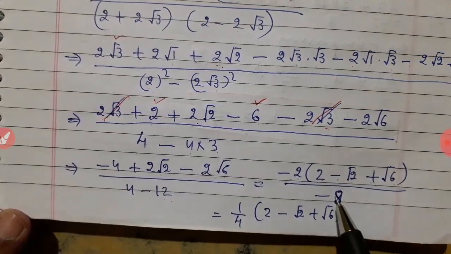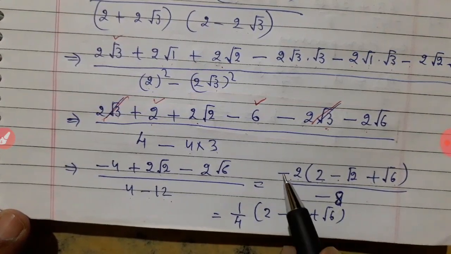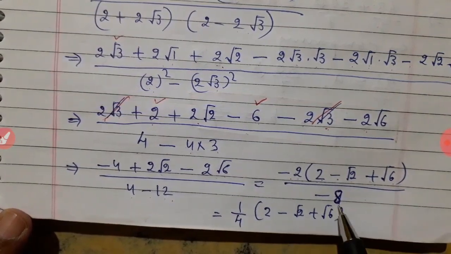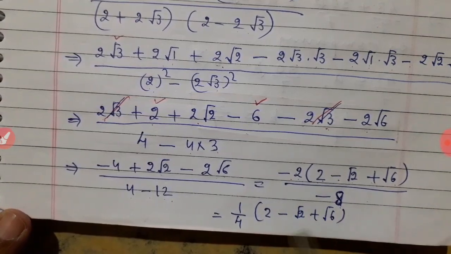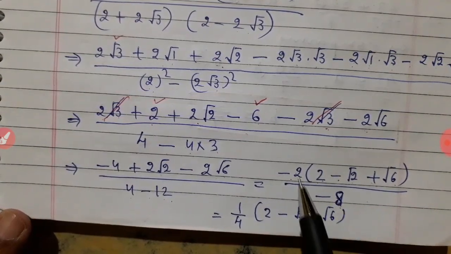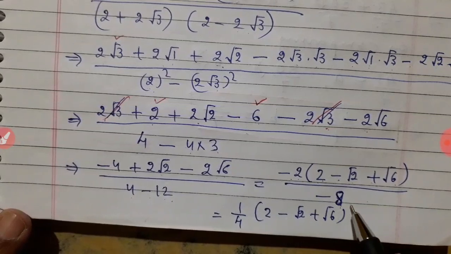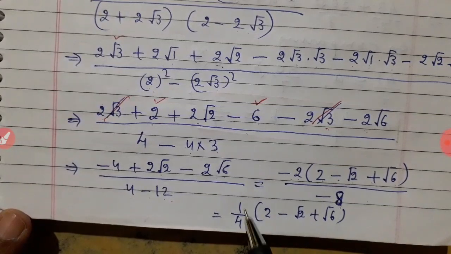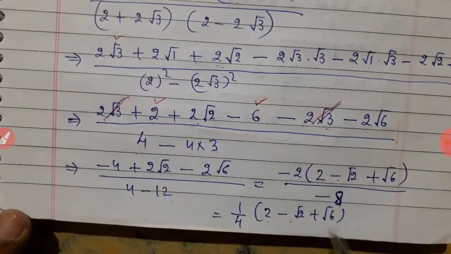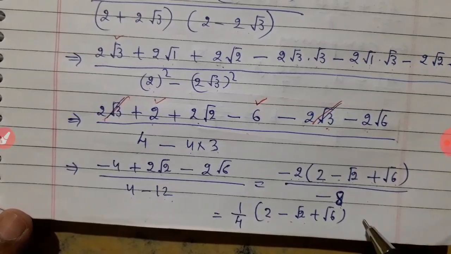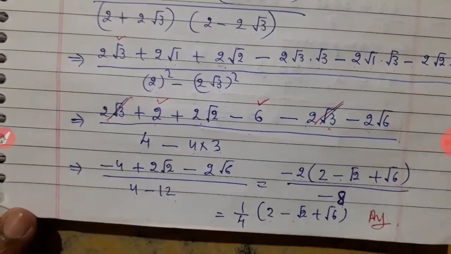Here 4 minus 12 will become minus 8. So now we can cut this 2 with 8, and minus divided by minus will become plus, and this will be 2 and 2, and then 2 4 is 8. So here we get 1 upon 4, 2 minus root 2 plus root 6. So this is our final answer.